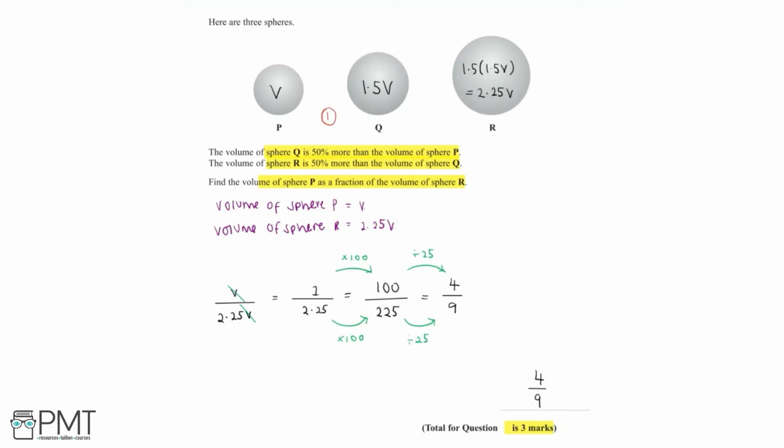And the second mark is for finding that the volume of sphere R would be 50% greater than the volume of sphere Q, and we did this by doing 1.5 multiplied by 1.5V, and for showing that the volume of sphere R would therefore be equal to 2.25V.